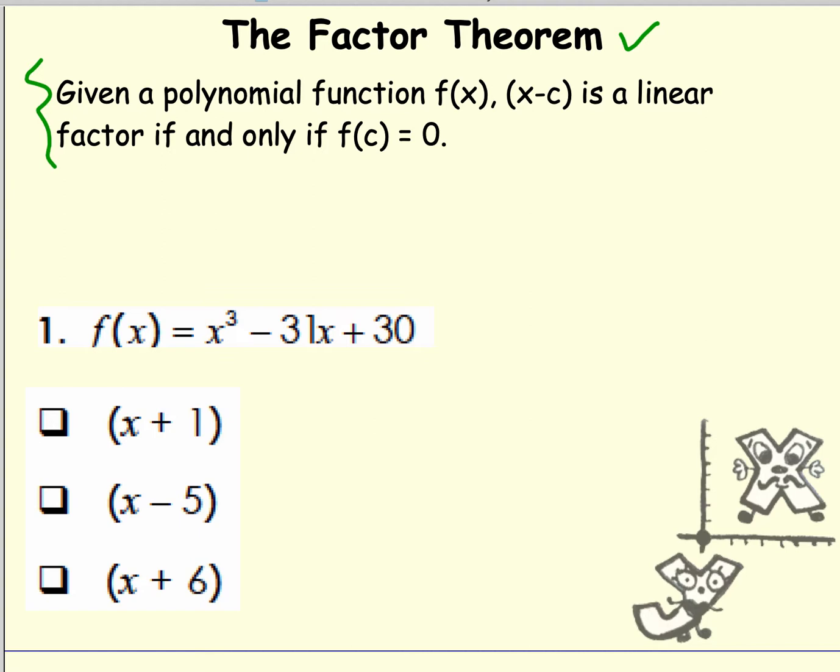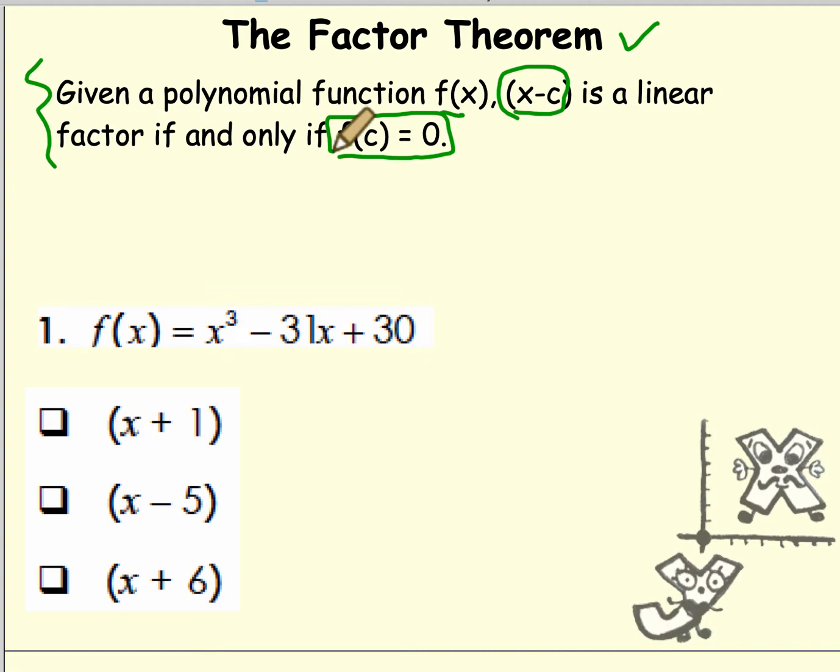It says that if you have a polynomial function, f of x, and x minus c is a linear factor, then when we evaluate c in the function, we should get a remainder of 0, because f of c would be equal to 0 because it's a zero.